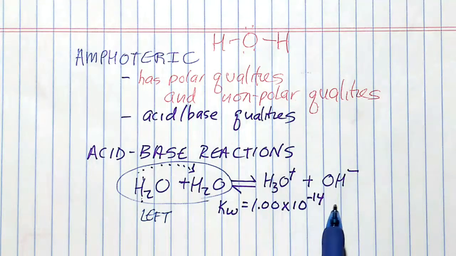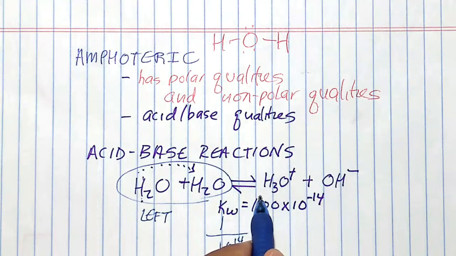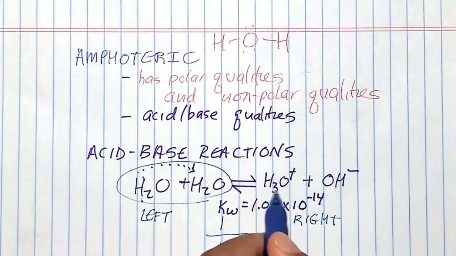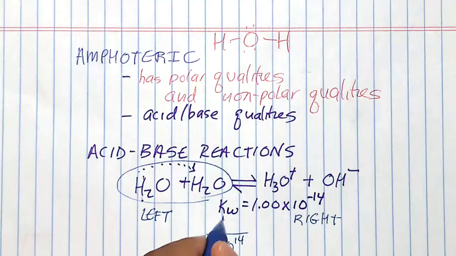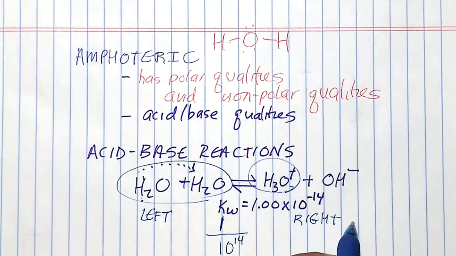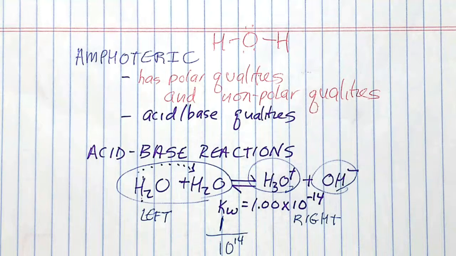If you want to take this further, for every 10 to the 14 molecules of water, one molecule of water will actually proceed in the forward reaction towards the right and generate hydroxide ion and hydronium ion. So the bottom line is that while this reaction occurs, it is very negligible. However, it's enough to tell us that water can be a source of acid and water can be a source of base.